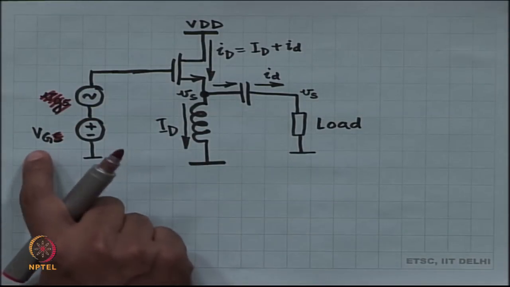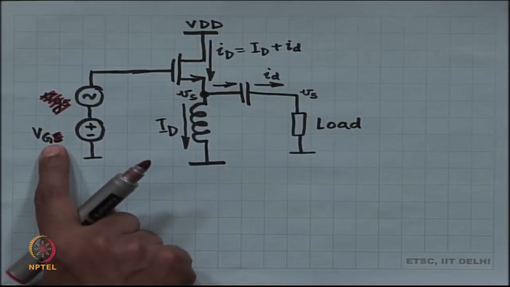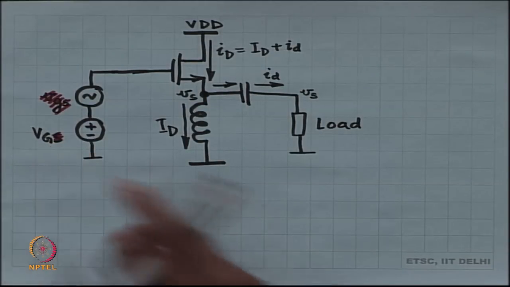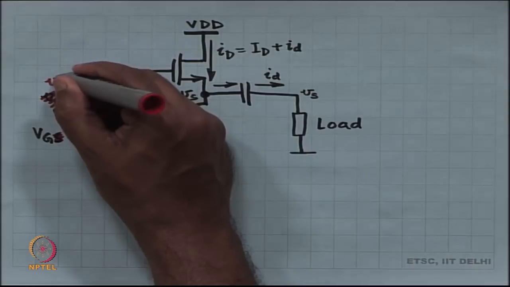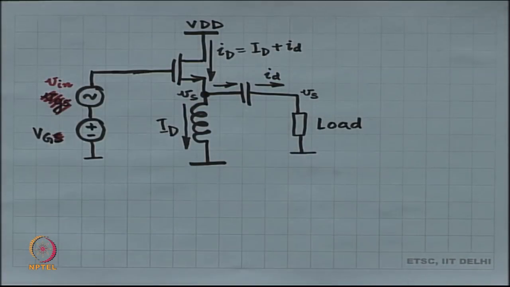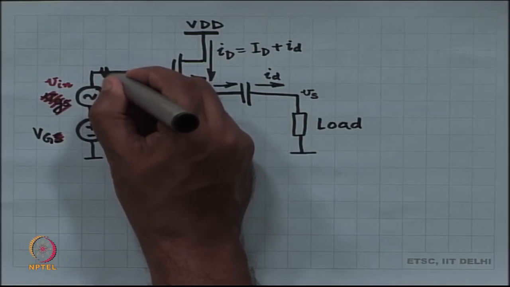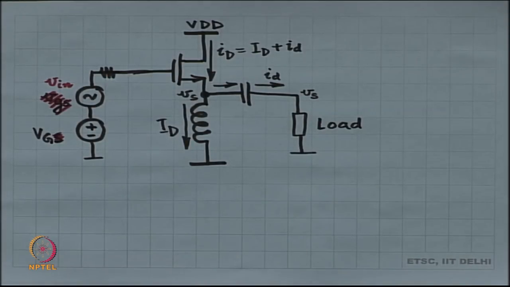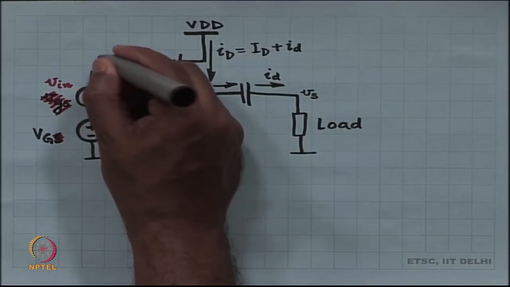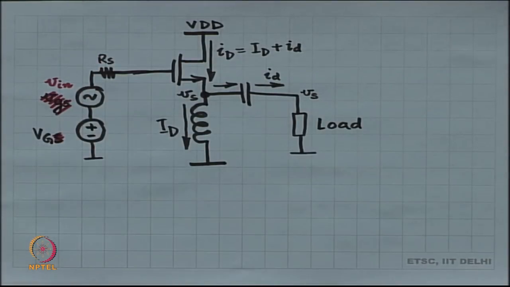Let us not call the input voltage VGS, let us call it the bias voltage, let us call it VG, and let us call the input voltage as v in, just so that we do not make a mistake. And you can have any series resistance over here. Okay. So, this is our setup, and let us see how it amplifies power, if at all, or what is going on in this circuit.